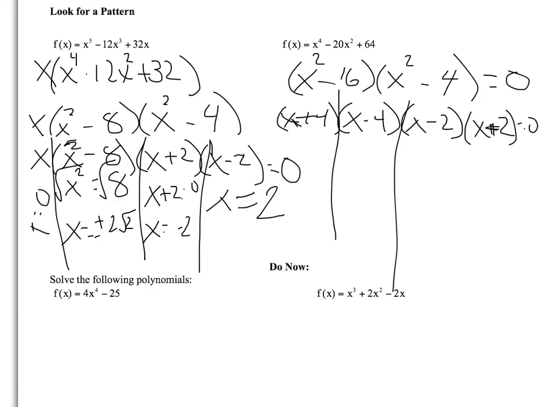Set all your factors equal to 0 and solve. You would get x equals negative 4, x equals 4, x equals 2, and x equals negative 2. At this point, you can try the 2 do now problems at the bottom.